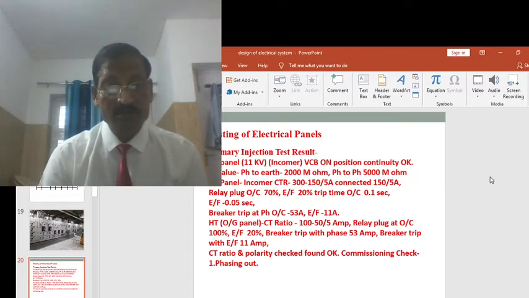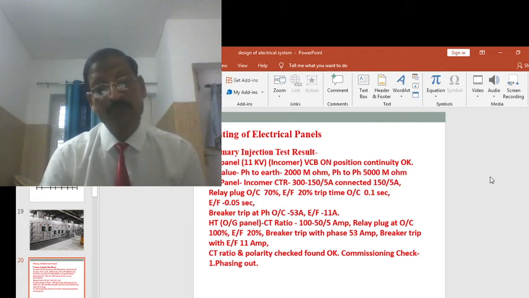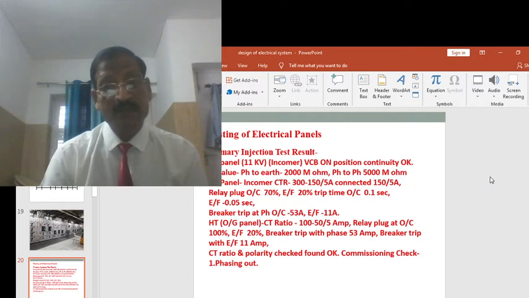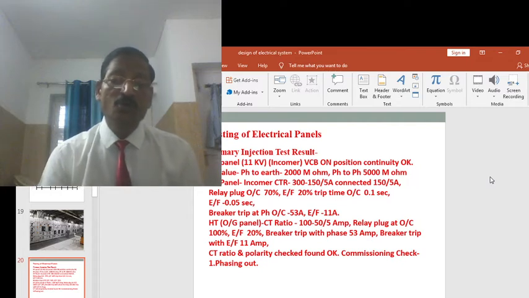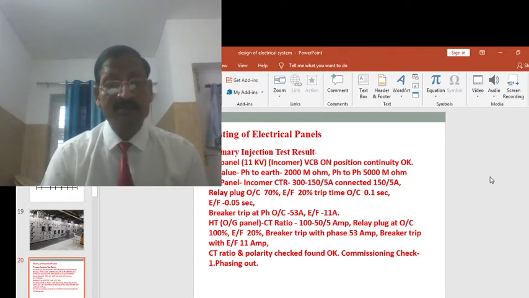ST panel incomer CT ratio 300 to 150 to 5 ampere, connected at 150/5 ampere. Relay plug setting for overcurrent protection: overcurrent 70%, earth fault 20%, and trip time for overcurrent is 0.1 second and for earth fault 0.05 second. Breaker trips on phase overcurrent at 53 ampere, earth fault at 11 ampere.